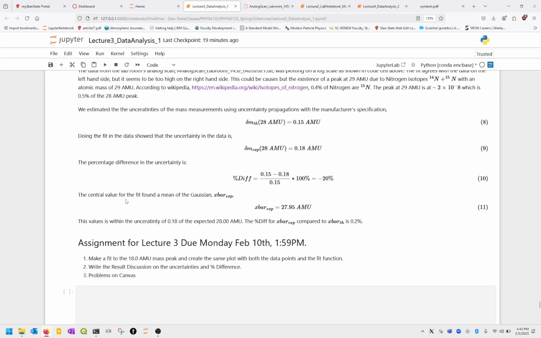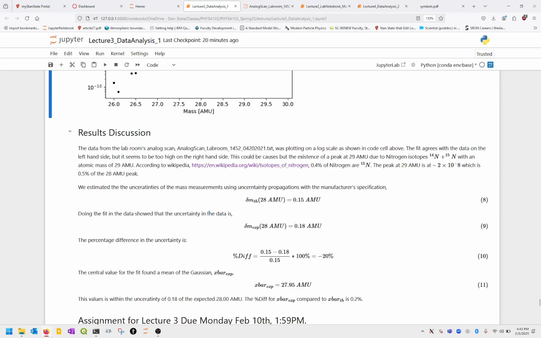Okay, and the central value for the X bar is this 28.95. Since I kept this number up to the 100th place, I'm keeping this number up to 100th place also. And then the value of the uncertainty is this. And if we compare, because technically it's supposed to be exactly 28, we're actually off by 0.2%. Okay? So this is kind of like the result discussion you want to put in your notebook.